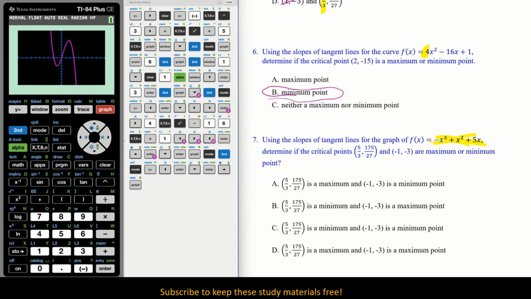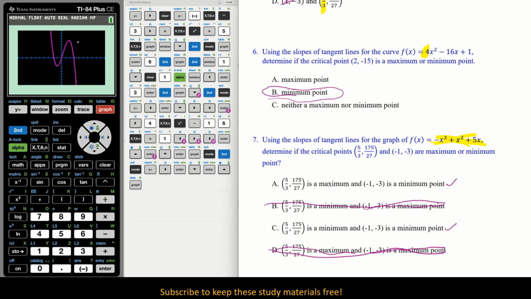Now, there may be a question asked differently where you will need to deal with a tangent and do this. And we have worked with tangent lines in other videos. We will continue working with them as we practice. But for our purposes right now, we know that -1, -3 is a minimum. So mark out anything that says maximum. That gets rid of this one and this one. Then this one is a minimum. This one is a minimum.